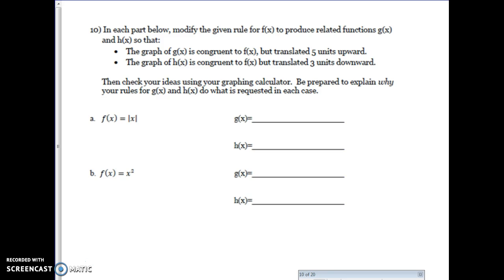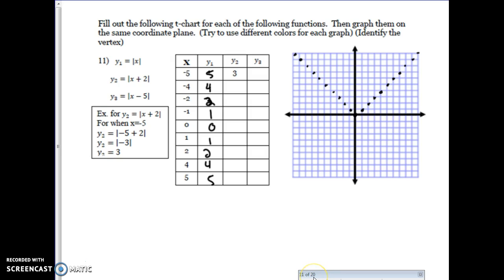So we've dealt with vertical translations. Now we want to deal with horizontal translations. I've graphed y first. Y equals absolute value of x. That's what it looks like. Now what I want to do is plug in -5, all these values into the absolute value of x plus 2. So I showed you guys how I plug -5 in.